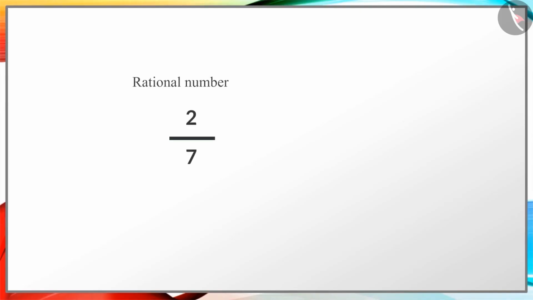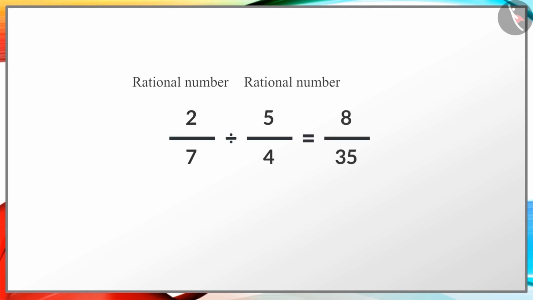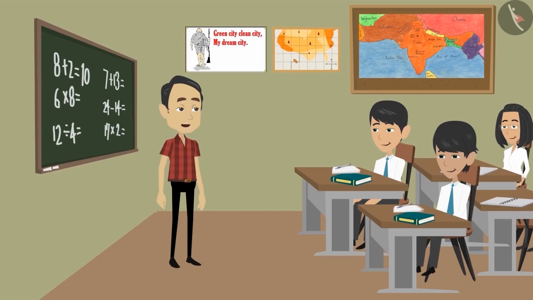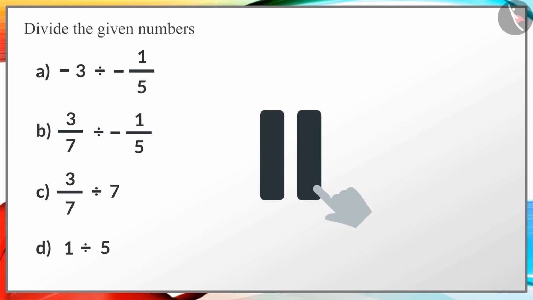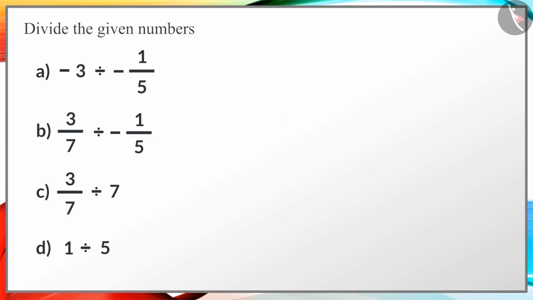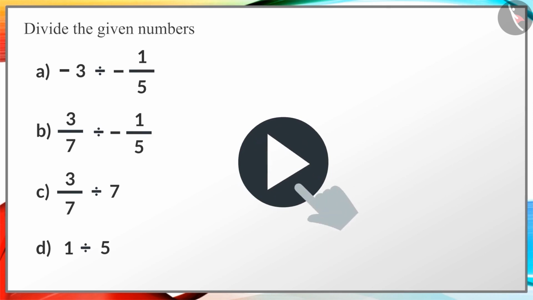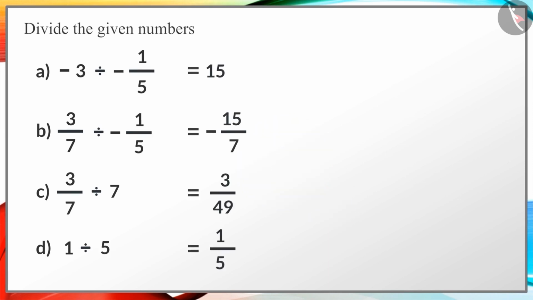For example, what will we get if we divide 2/7 by 5/4? Sir, we have got 8/35, and this is a rational number. Children, solve these questions in your notebook. You all try solving them. Hope your answers are rational numbers.